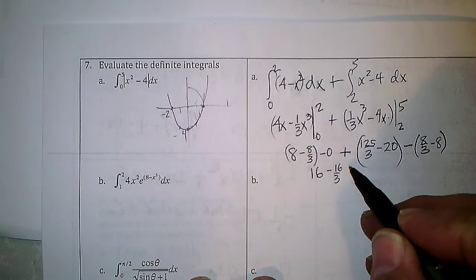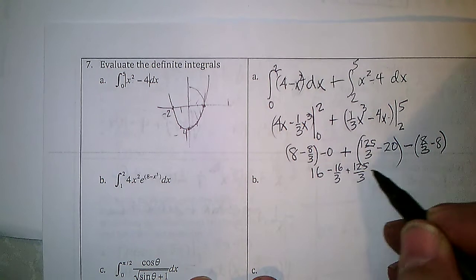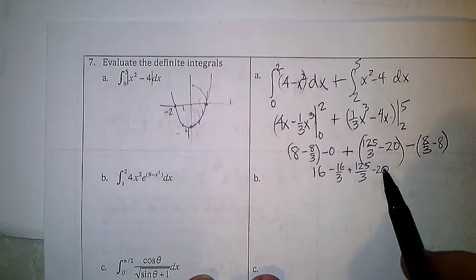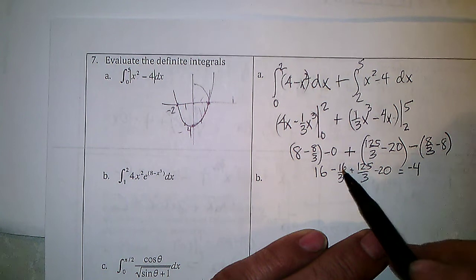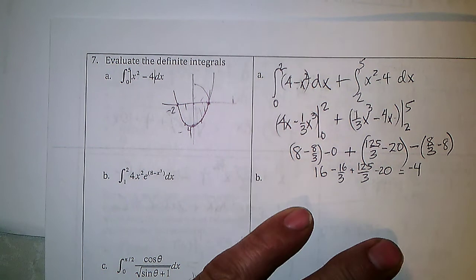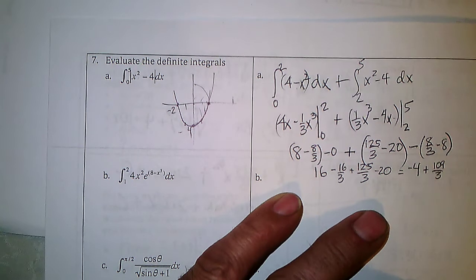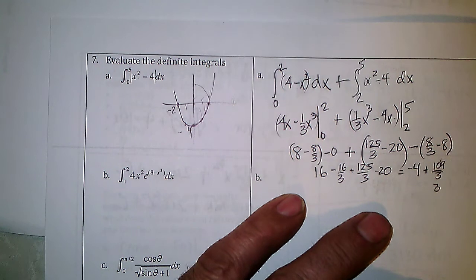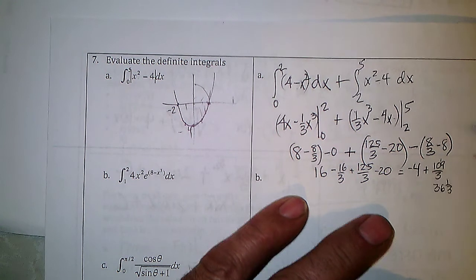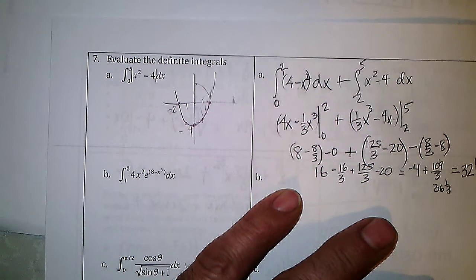and plus 125/3 and minus 20. So here we have minus 4, and then we have 125 minus 16 is 109 thirds, and that would be plus 109 over 3. So 3 would go into 10 3 times, 3, that would leave 1, and 3 goes into 19 6 times, that would be 18, so that leaves 1/3. So we got minus 4 plus 36 1/3, which is 32 1/3.